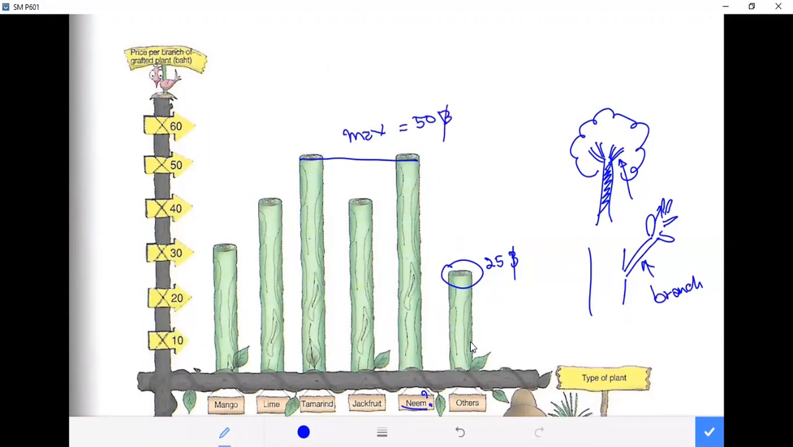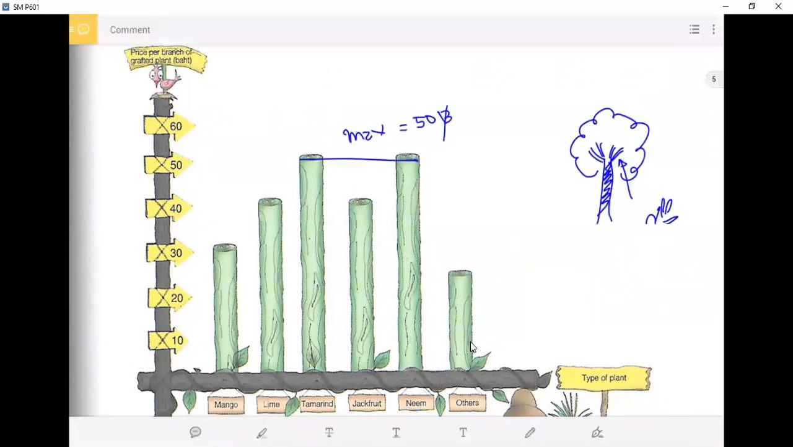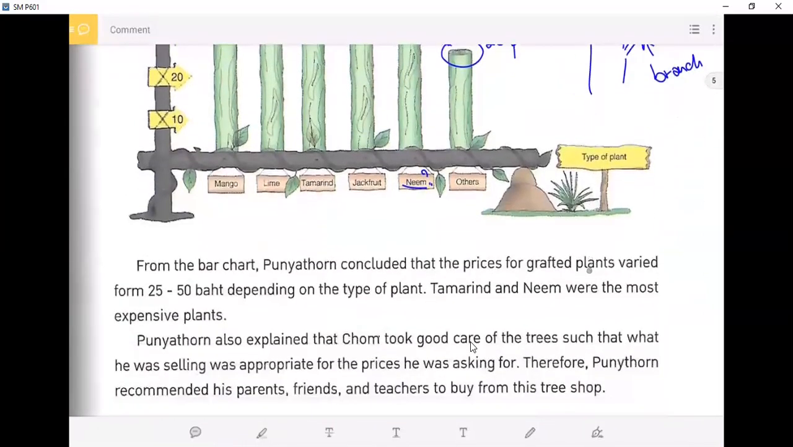You know this one, mango. Lime is that sour thing, right? Jackfruit, in Thai, is kanun. So you see, you can just go with the bar chart, or you can just go with the table, whatever you want.